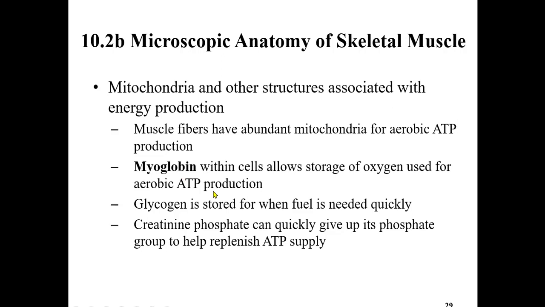Then down here we have glycogen. Now you learned this in one of my earlier chapters. And we learned that glycogen is stored in the muscle. So it is an energy storage in the muscles. Glycogen. Very, very important this time around. Then the last thing we see on this slide is creatine phosphate.